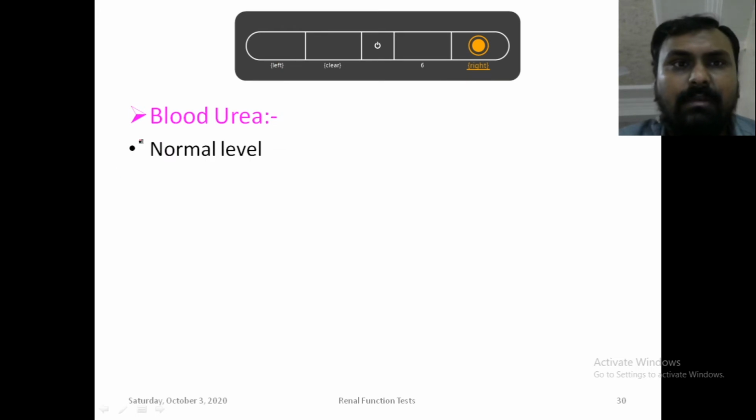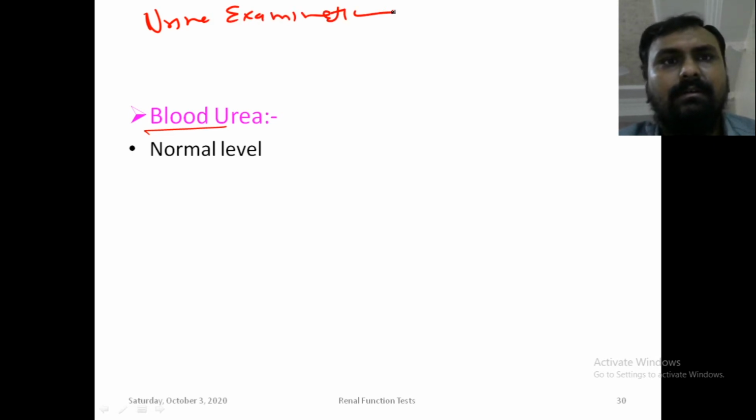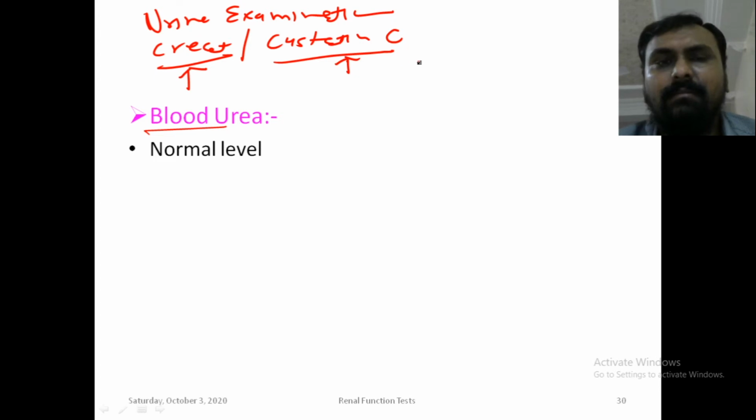Now another important blood test. We have seen so far that to assess kidney disease, we have urine examination. We can measure the serum creatinine level and the cystatin C level. If creatinine level is increased, then we can suspect kidney failure. Cystatin C is not affected by muscle mass or anything, and it is an early detector of kidney disease.